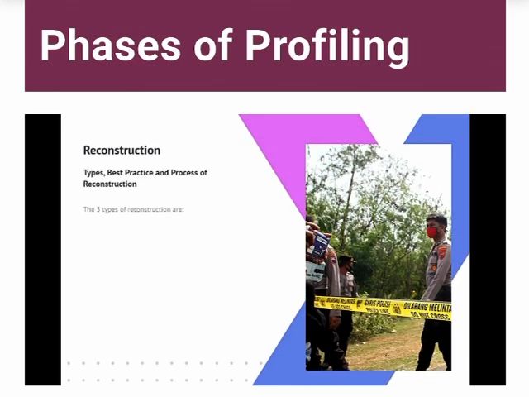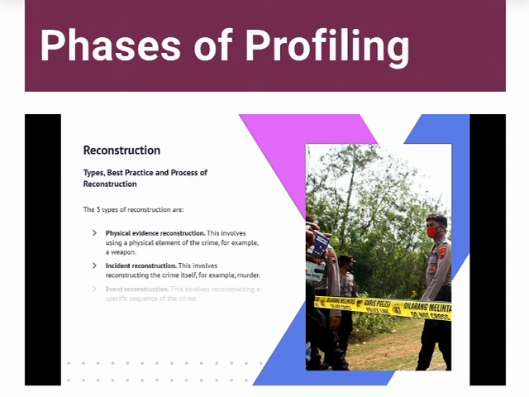Types, best practice and process of reconstruction. The three types of reconstruction are: physical evidence reconstruction. This involves using a physical element of the crime, for example, a weapon. Incident reconstruction. This involves reconstructing the crime itself, for example, murder. Event reconstruction. This involves reconstructing a specific sequence of the crime.